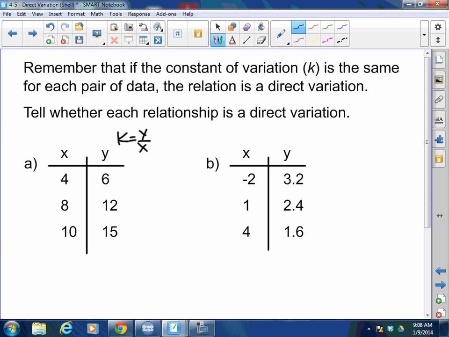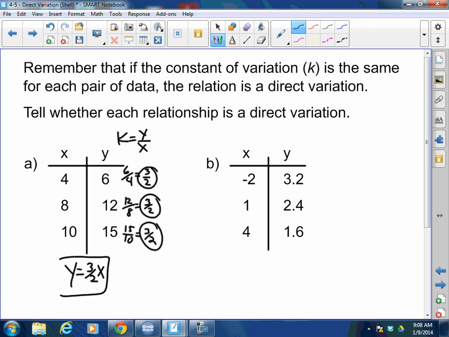All right, guys, so let's check. Let's see if every y over every x equals the same thing. So 6 over 4 reduces to 3 halves. 12 over 8 reduces to 3 halves. 15 over 10 reduces to 3 halves. So is the k constant here? Yes. What is my direct variation? y equals 3 halves x. Does that make sense?